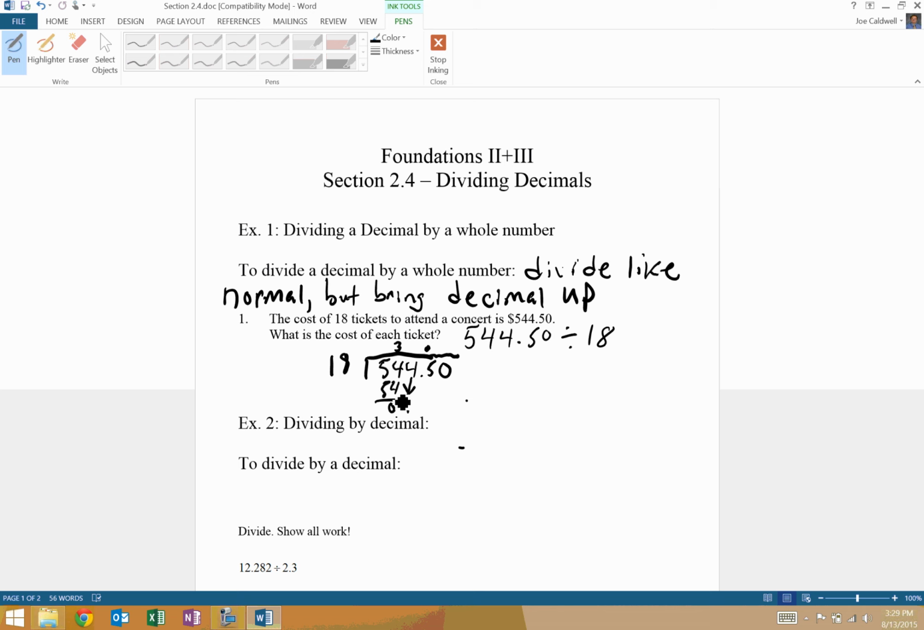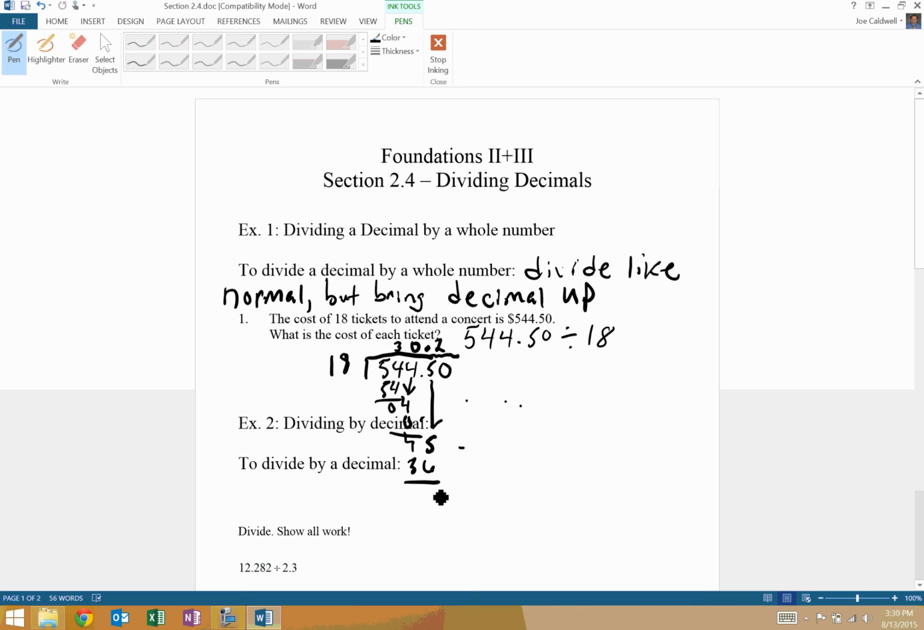Once you've gotten started, you can't just skip to the next number. So 18 goes into 4 0 times. Sorry about the overlapping here, 18 times 0 is 0, and we have 4. Bring down the 5. How many times does 18 go into 45? Well, 18 went into 54 3 times, so it's going to be less than that. 18 goes into 45 twice. 18 times 2 is 36.